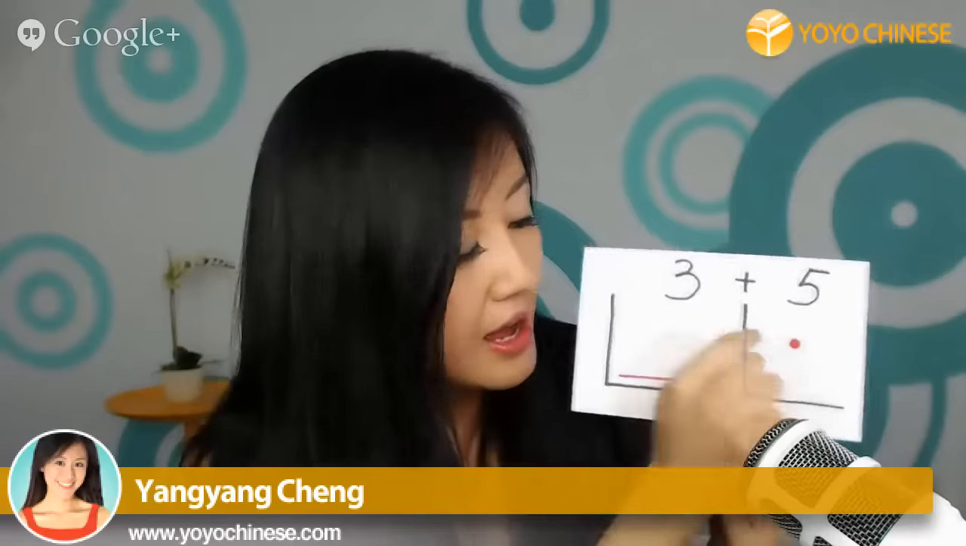So you start really low, and then the neutral tone is in the middle, so basically you're going up a little. So this word is the sample word: my or mine, 我的.